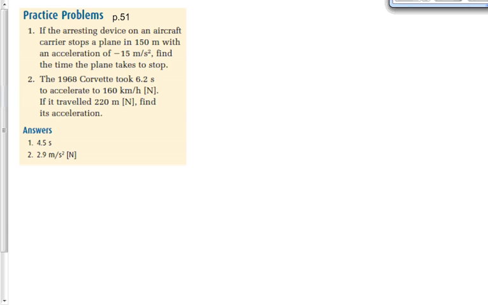Have a look up here, everyone, at question number 1. It says, if the arresting device on an aircraft carrier stops the plane... The aircraft carrier is for the Navy, right? For airplanes taking off and landing. They don't arrest people on aircraft carriers, do they? What's the arresting device? What is that?